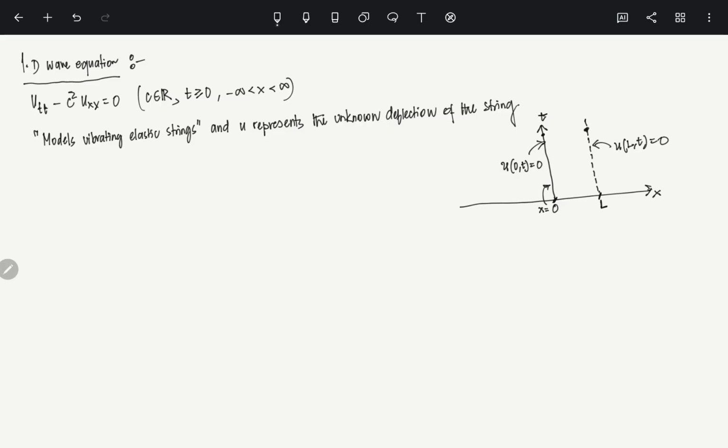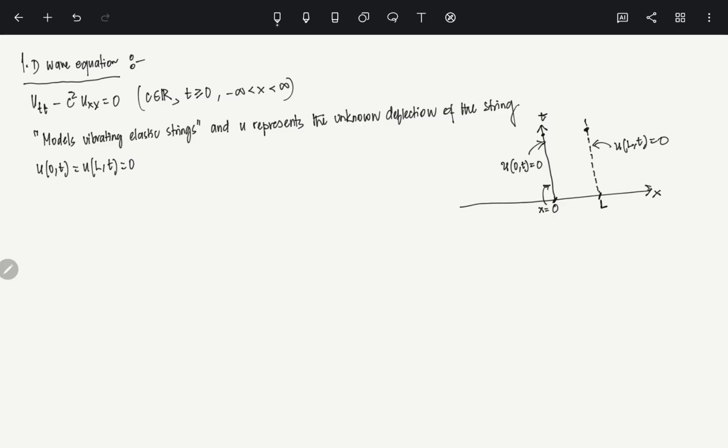The motion of the string, how the string moves, depends on the initial deflection. You are deflecting the string, and that deflection is at time t equals 0. Let's call that f of x, the initial deflection. So the boundary condition is u(0, t) equals u(L, t) equals 0. At x equals 0 and x equals L, the string is fastened, so it's not moving at those points.